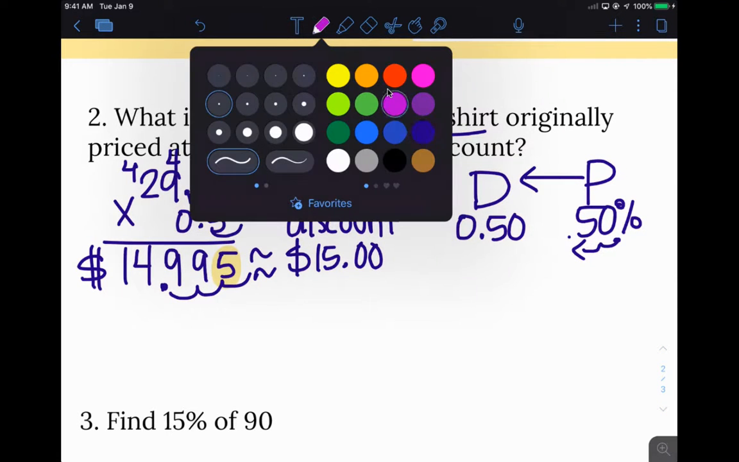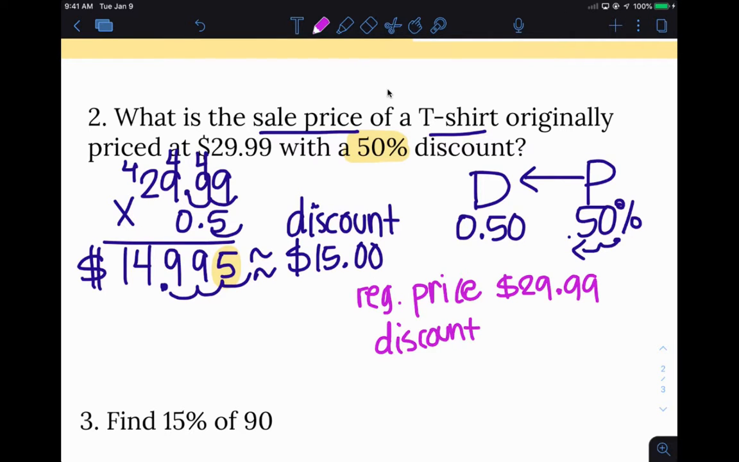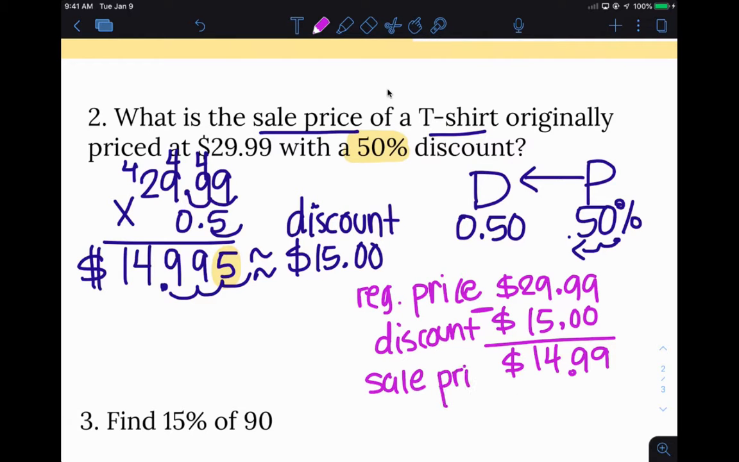So we will say the regular price is $29.99. The discount that we are receiving is $15. And so what you would pay will be 9, 9, 4, and 1. So the sale price, which is what you end up paying, will be $14.99. There you go.